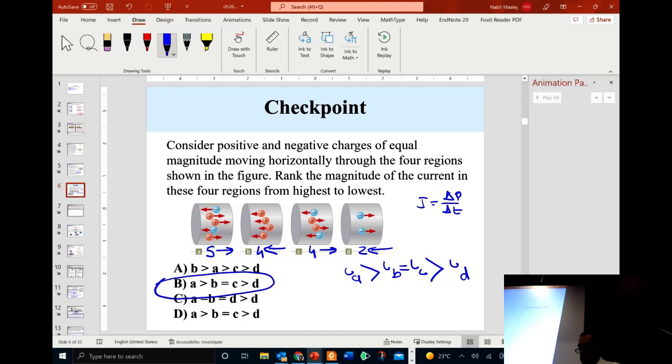So remember, the current is the flow of positive charges. So if negative charges are flowing in one direction, you can take the equivalent of that, but in the positive direction.